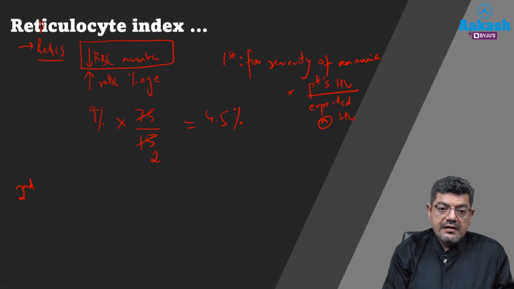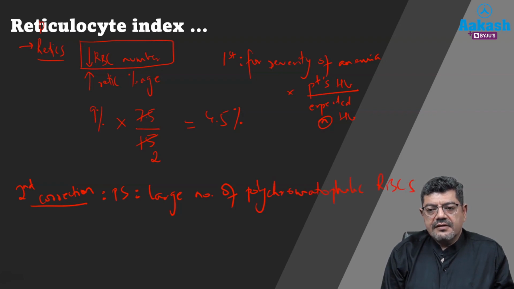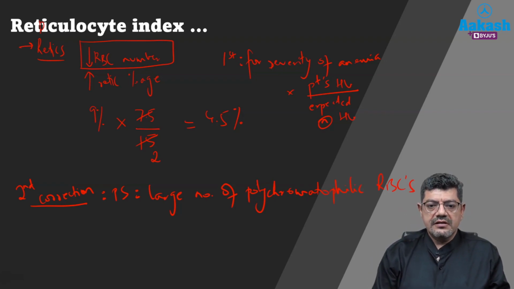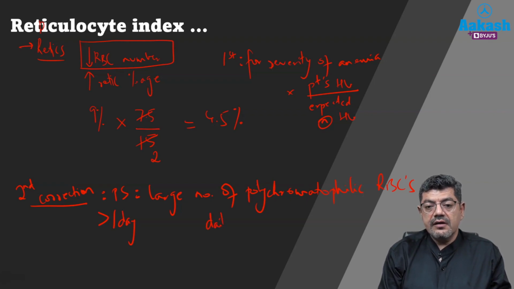Sometimes a second correction is required, and that's when you see that on the peripheral smear there is a large number of polychromatophilic RBCs. So what happens is that the marrow often responds by releasing these cells prematurely into the circulation. And when that happens, then these retics persist in the circulation for more than one day. Now, what you're doing with the reticulocyte count is assessing daily marrow response. The bone marrow response on a daily basis is what you are measuring.